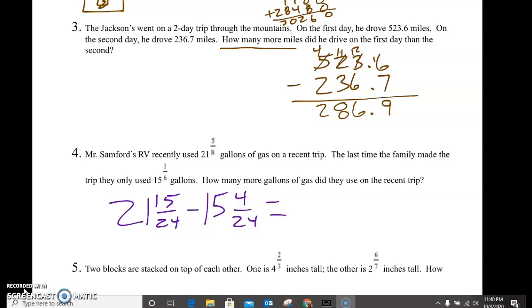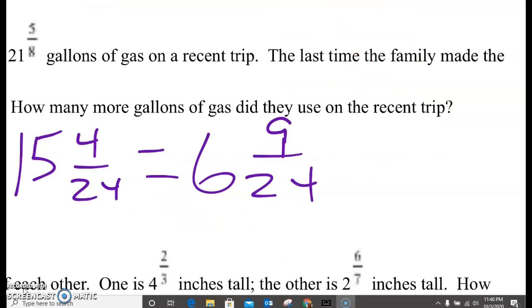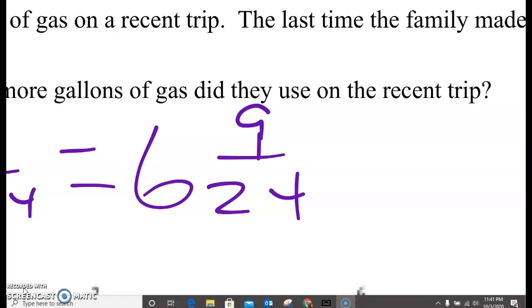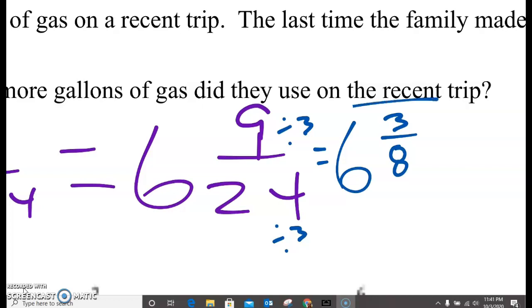So 21 minus 15 is 6. The denominator is 24, and 15 minus 4 is 9. So we need to think about our fractions here. 6 and 9/24ths. Do 9 and 24 have anything in common? This is one of those that people would say no, because 9 doesn't go into 24, which is true, it doesn't. However, what about 3? Does 3 go into both of them? We can divide them both by 3. So if we divide them both by 3, we end up with 6 wholes. 9 divided by 3 is 3, and 24 divided by 3 is 8.